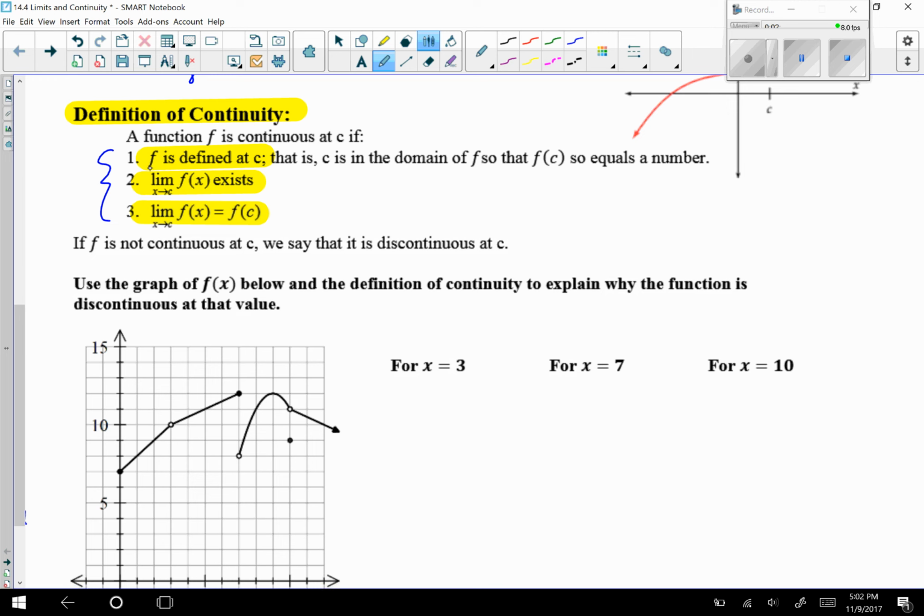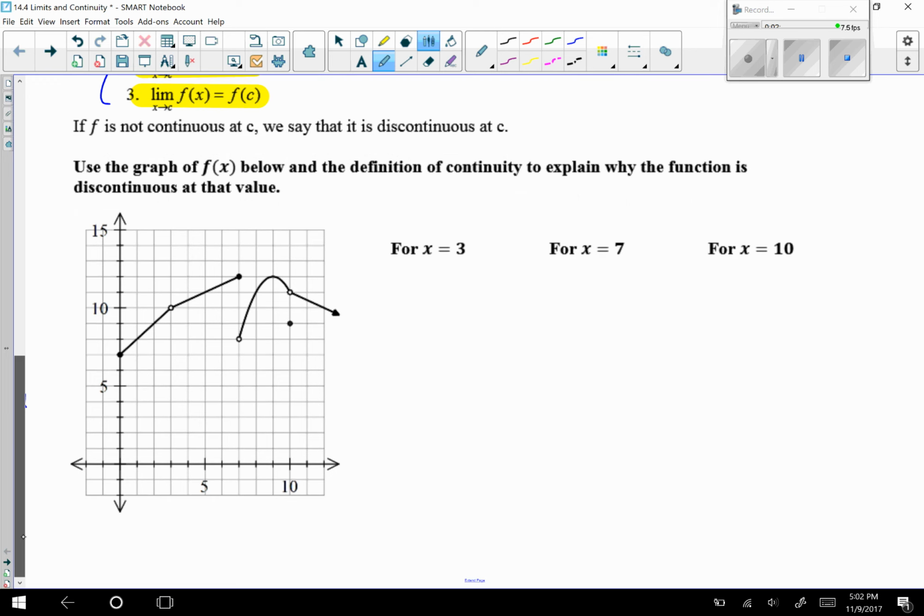So for the first part of the rule, you have to say f is defined at c, so that means that c is in the domain of f, so that f of c equals some number. Number two, you have to show that the limit as x approaches c of f of x exists. And the third part of the rule is the two have to be equal to each other. If f is not continuous at c, of course we say it's discontinuous at that value of c then.